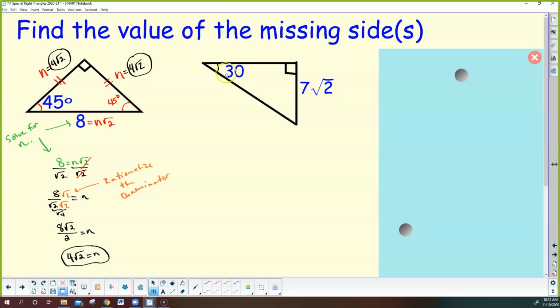I know that I have 30 degrees and 90 degrees, which means this angle here has to be 60 degrees, right? Because 30 and 60 is 90, 90 plus 90 is 180. So now I know it's a 30, 60, 90 triangle.